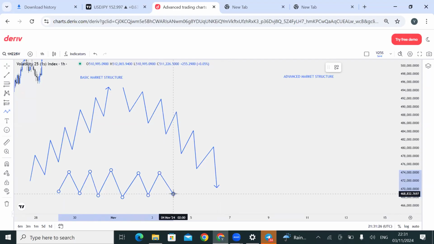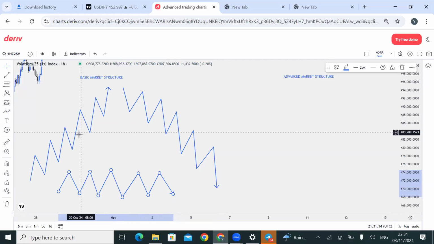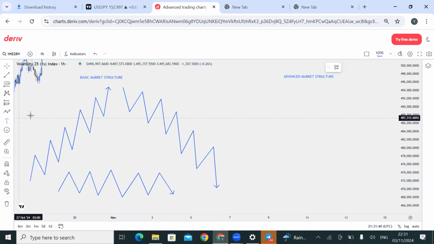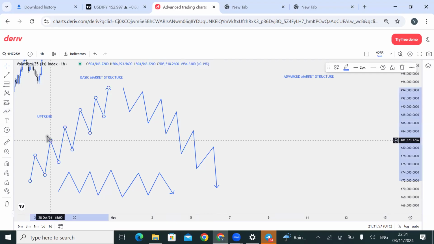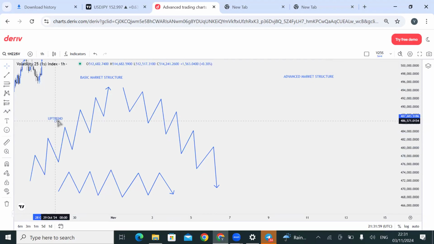Consolidation simply means the market is ranging. Price is not going in one direction. Okay, this is an uptrend, this is a downtrend, and this is consolidation. And write it also here: uptrend, downtrend.